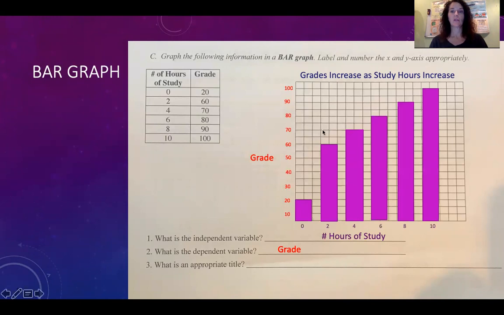See how it reads across? This is this line. This is this line. If you get all the way to 10, you get all the way to 100. Okay, so that's a bar graph. We're just making bars to compare data. And that's what we have.